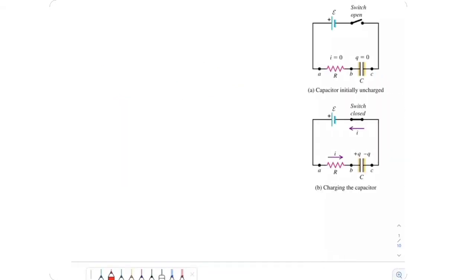Okay, so let me work through this. We're going to use Kirchhoff's voltage rule going around this circuit here. And so we have a voltage gain of E minus a voltage drop of IR minus a voltage drop across the capacitor, and that has to equal 0. So I'm going to use the fact that the voltage across the capacitor is the charge on the capacitor over C. And I'm also going to use the fact that the current is the time rate of change of charge, dq/dt.